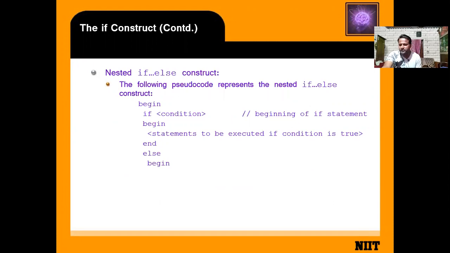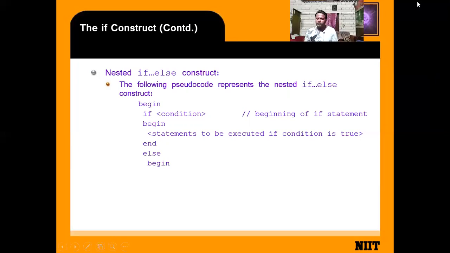The next part is nested if else. What is nested if else? Now, in an if condition, you have to pass another condition. If you pass another condition inside a condition, that is called nested if else.